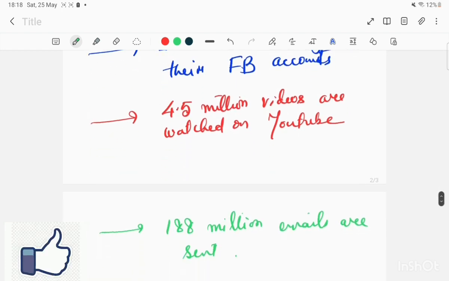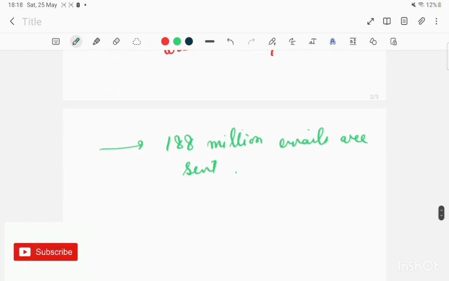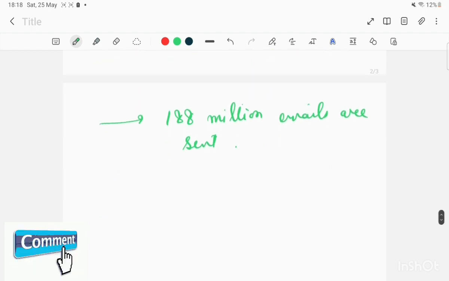4.5 million videos are being watched on YouTube every minute, and 188 million emails are sent every minute. So this is a huge amount of data when considered in a time frame of only one minute.